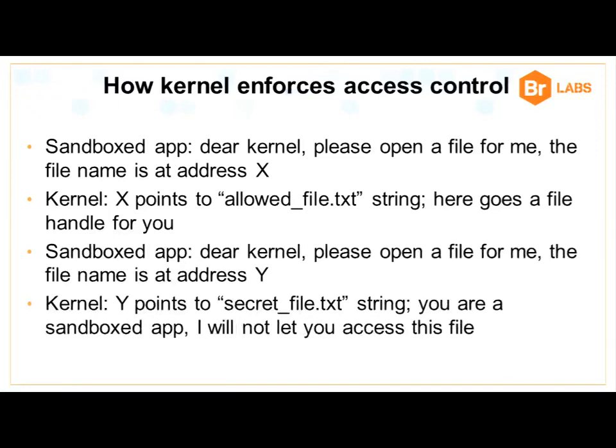So how it works today is, if you are an application inside a sandbox, you say, dear kernel, please open a file for me, and the file is at location at address X, for instance, right? And the kernel points to allowed file.txt. It's allowed, as you saw in the API control in the sandbox, right? And it says, here is the file handle for you, right? And then the sandbox application says, dear kernel, please open a file for me. And the file name is at address Y.